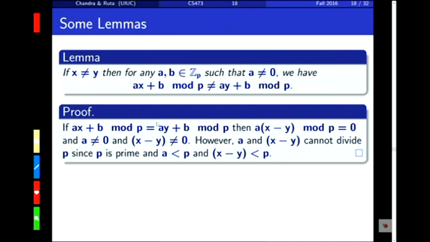Again, because P is prime, it has to be the case that either A mod P is 0 or X minus Y mod P is 0. But A mod P cannot be 0 because A is less than P. So it has to be the case that X minus Y mod P should be 0. And this is also not possible if X minus Y is not 0, because X minus Y cannot divide P, since P is a prime. And A is less than P, and X minus Y is also less than P.